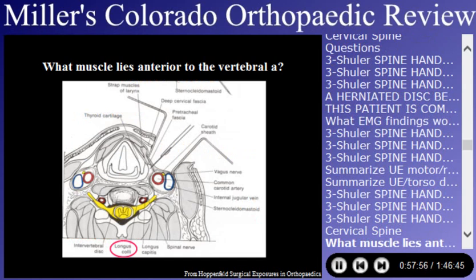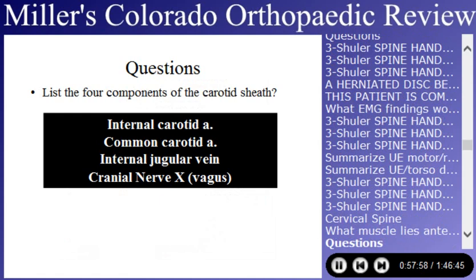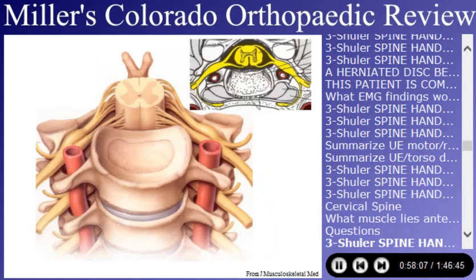Longus colli. 4 components, carotid sheath, internal carotid artery, common carotid artery, internal jugular vein, and the 10th cranial nerve, the vagus nerve. Beautiful picture here showing the relationship. And don't forget, in this recess right here is what muscle? Directly anterior to the vertebral artery, longus colli.